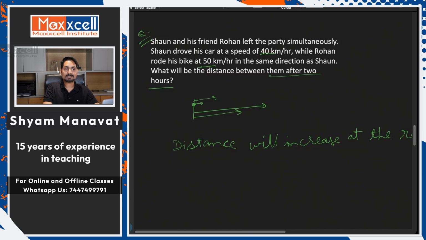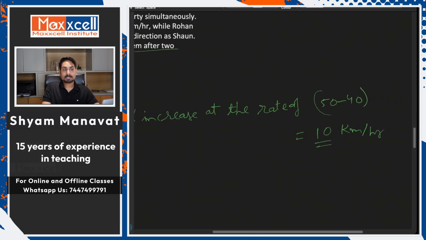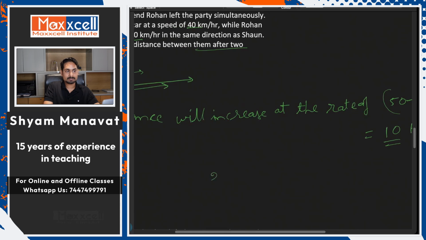What will be the distance between them after 2 hours? If it is increasing at the rate of 10 kilometer per hour, in 2 hours the distance will become what? 20 kilometers. Come on, do you want me to apply formula here? 10 kilometers per hour means in 1 hour, distance will increase by 10 kilometers. That means in 2 hours, distance will increase by 10 into 2, 20 kilometers, right?